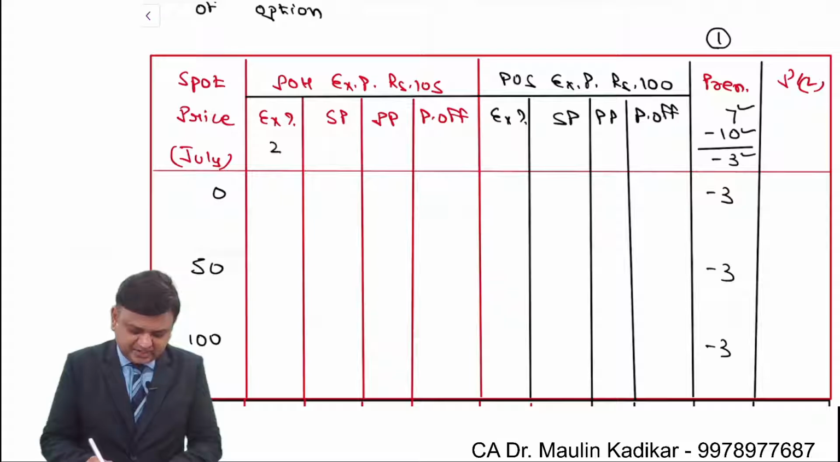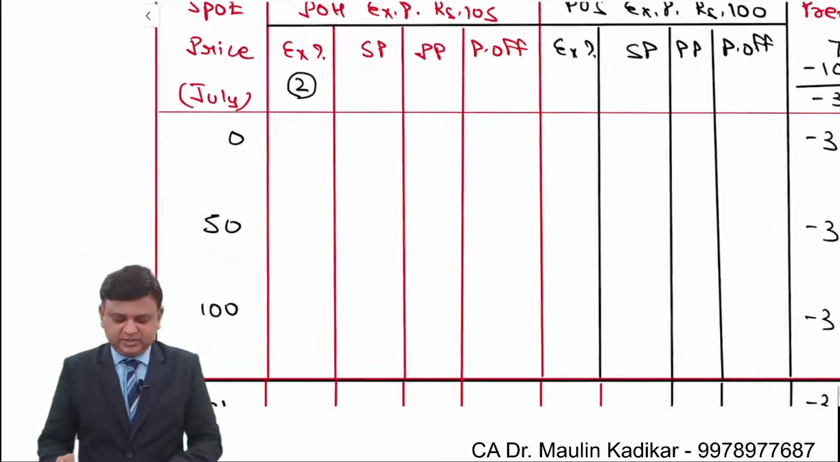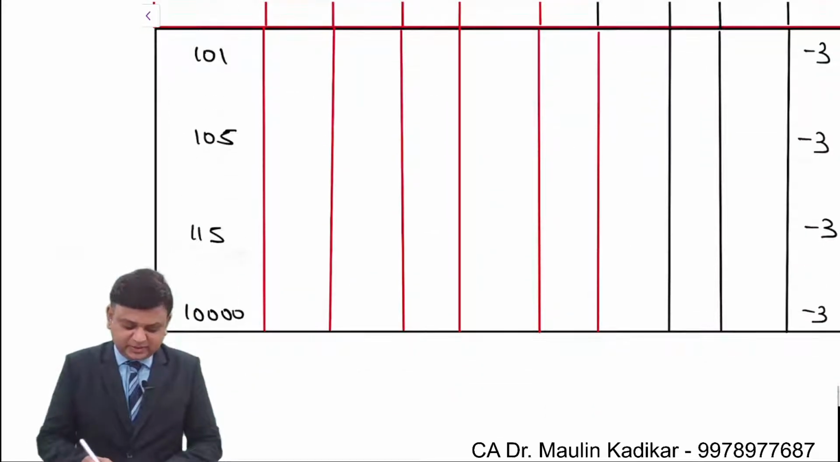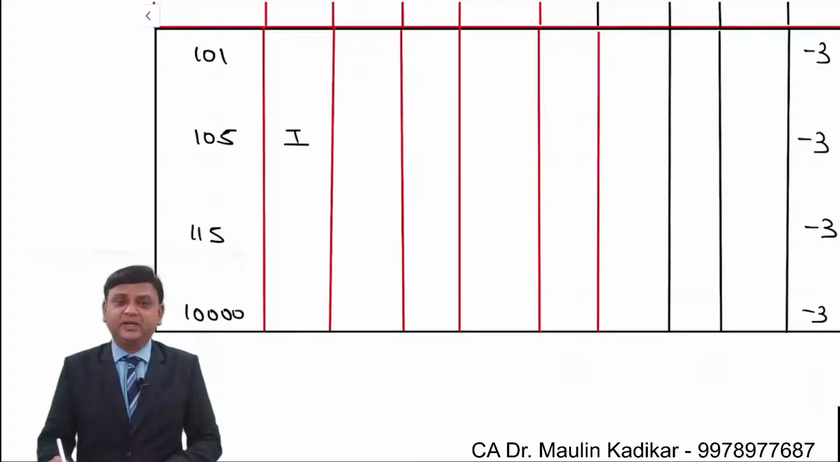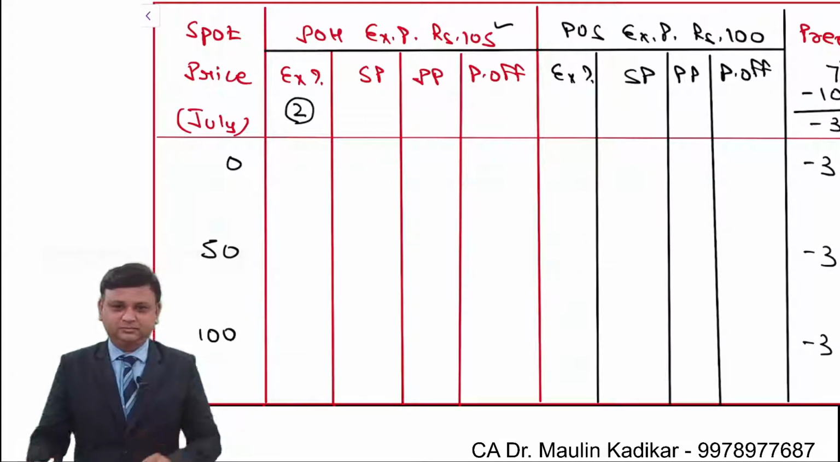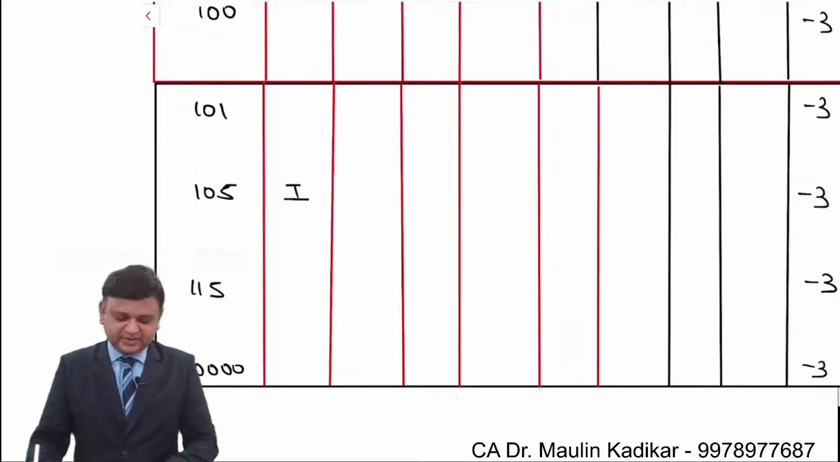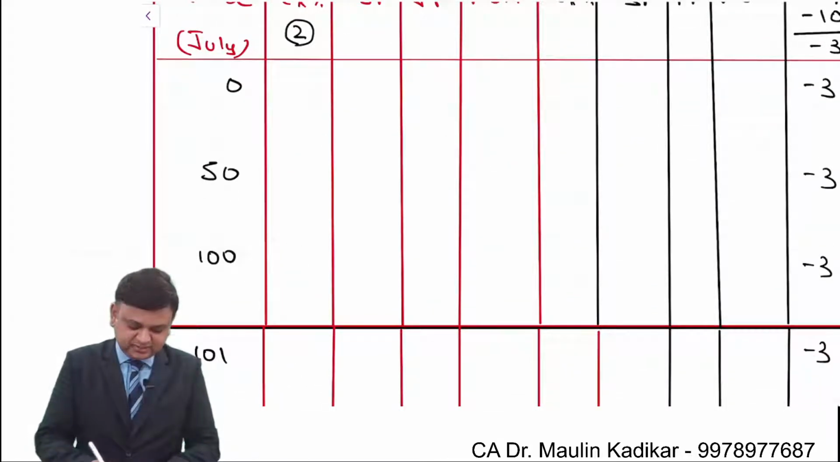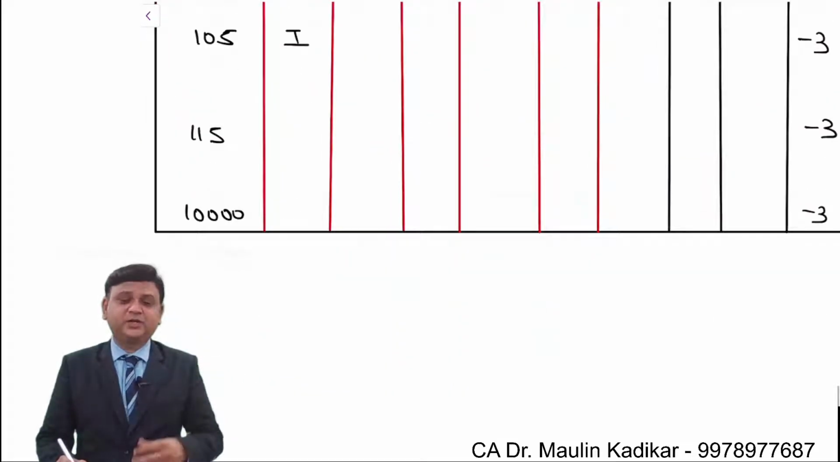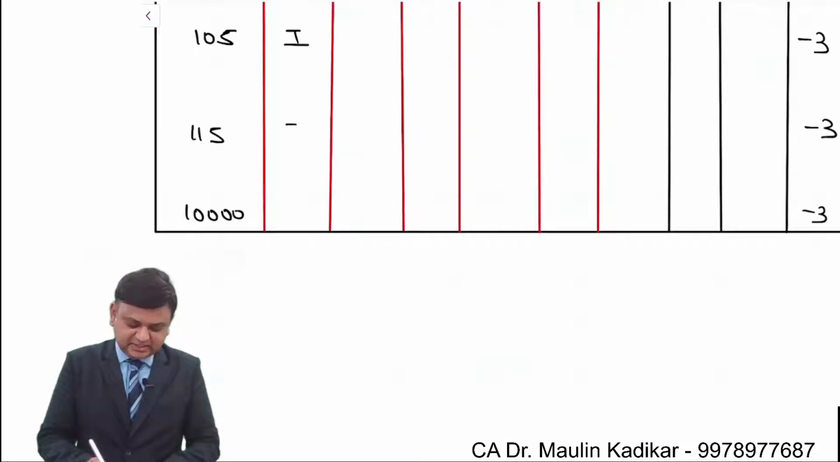Second step is exercise. I am the put option holder with exercise price 105. When the spot price of the equity share is exactly 105, I am indifferent whether to exercise or not. If the spot price is less than the exercise price, then the put option is exercised. And if the spot price is more than the exercise price, then the put option is not exercised. This is what we understand.